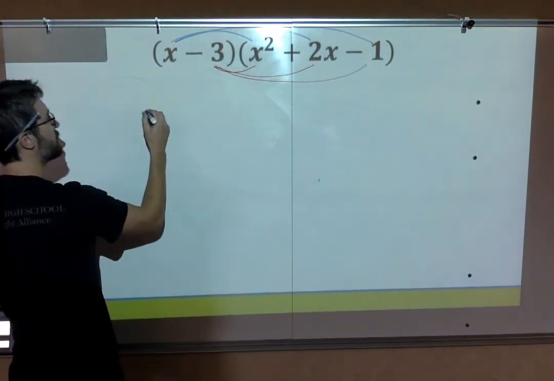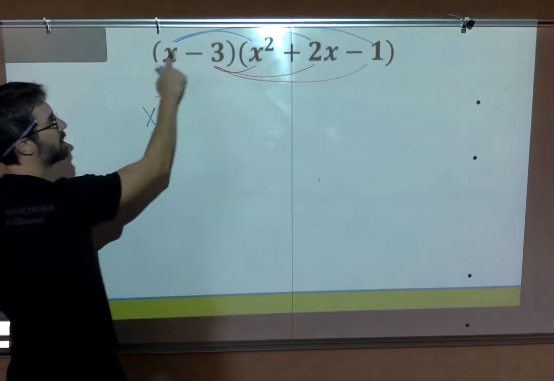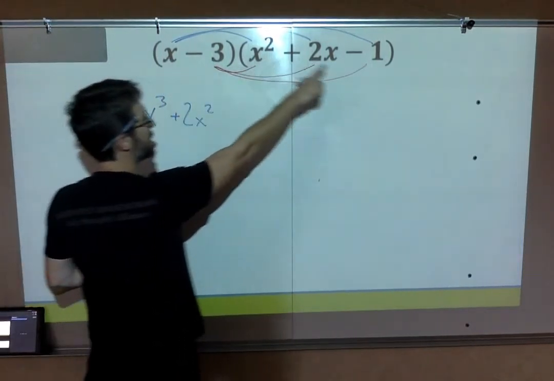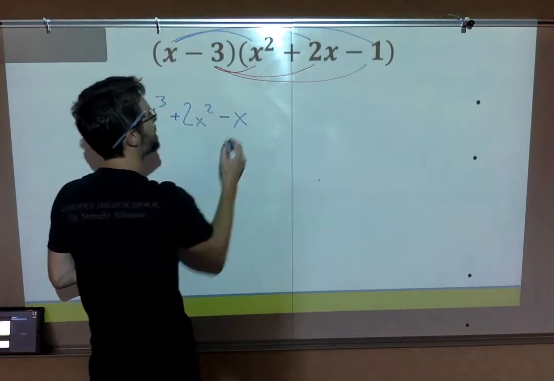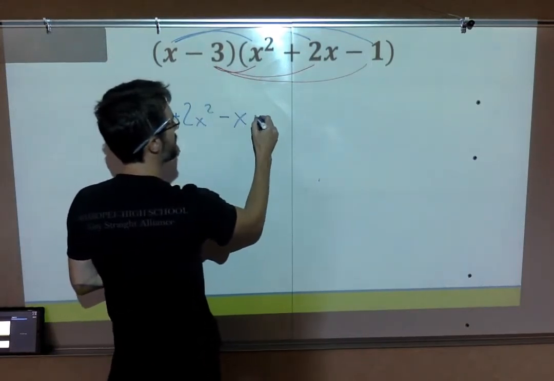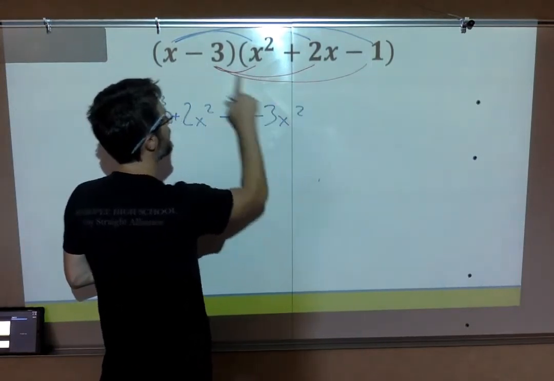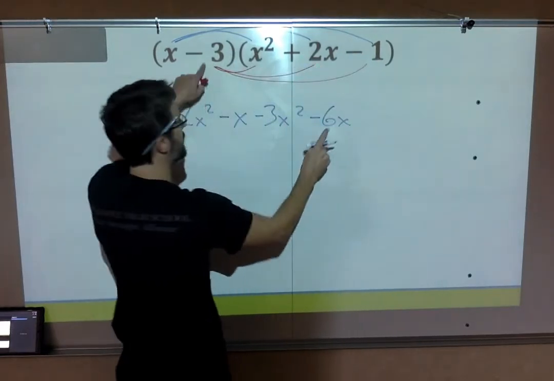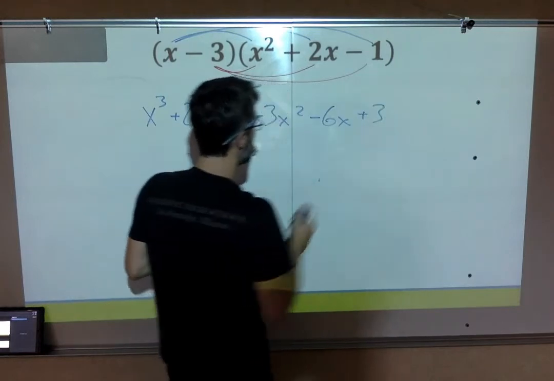So x times x squared is x cubed. X times 2x is 2x squared. X times minus 1 is minus x. Negative 3 times x squared, negative 3x squared. Negative 3 times 2x is minus 6x, and negative 3 times negative 1 is a plus 3.